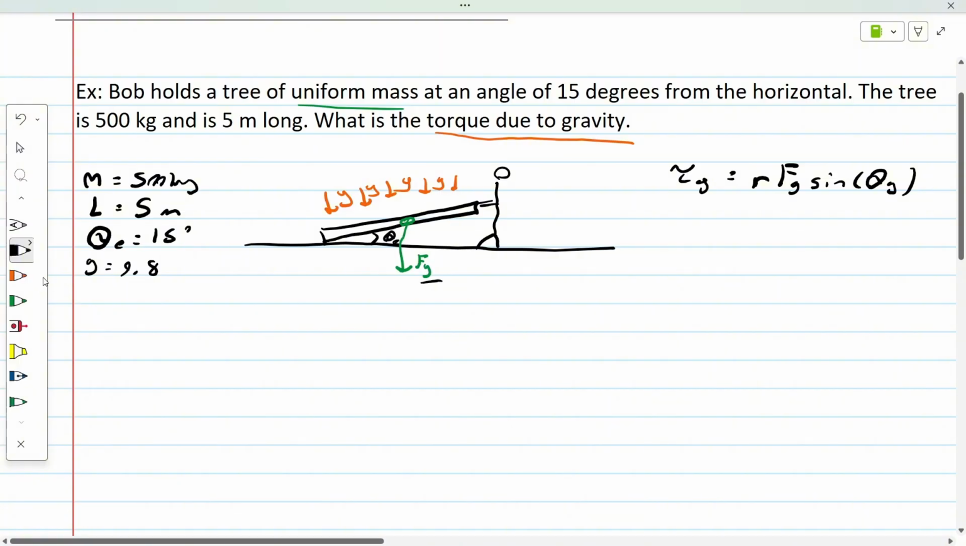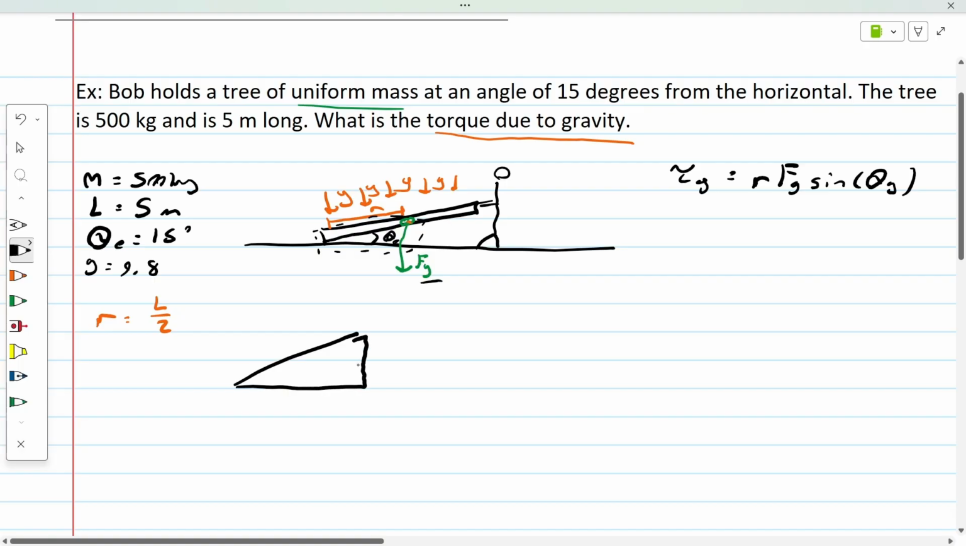And so what is the radius? Well, it's not going to be the length of this whole tree, because the force is being applied right at the middle. So this radius here is going to be 1/2. The radius will be just the length of the tree divided by 2. But then we need this angle, and so I'm going to blow this little piece right here up into a larger triangle.